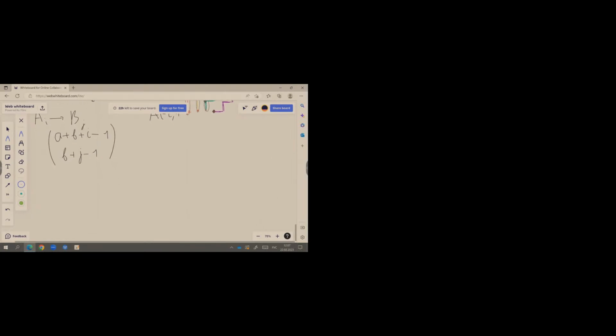And now our goal is to calculate this determinant of binomial coefficients. To do this, I recommend you to rewrite binomial coefficients as a ratio of 2 falling factorials.